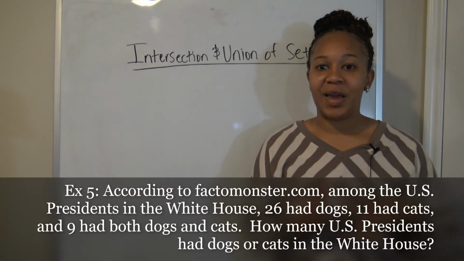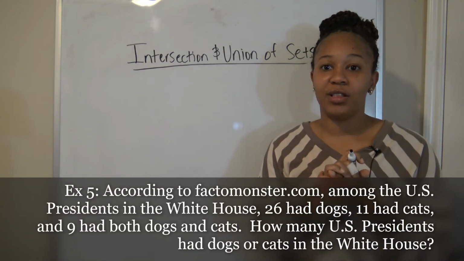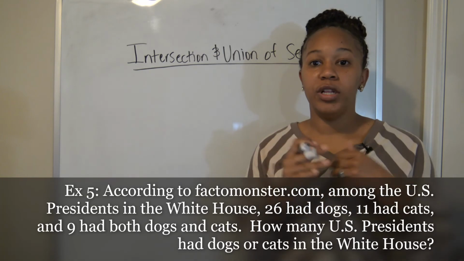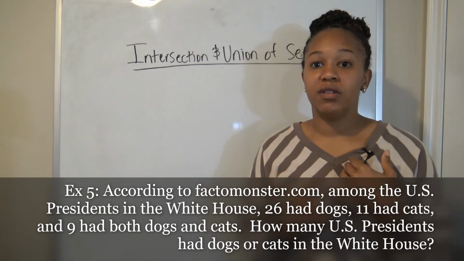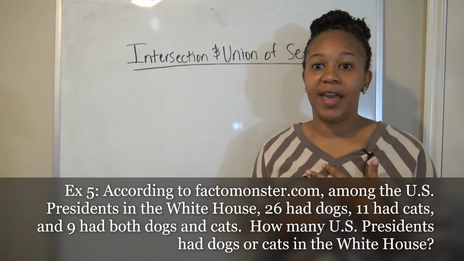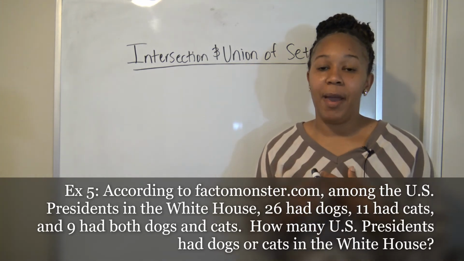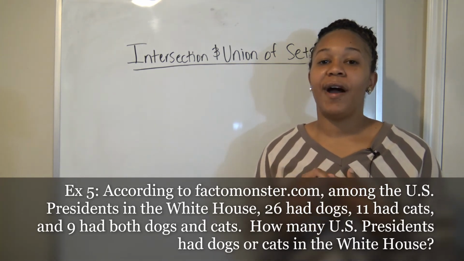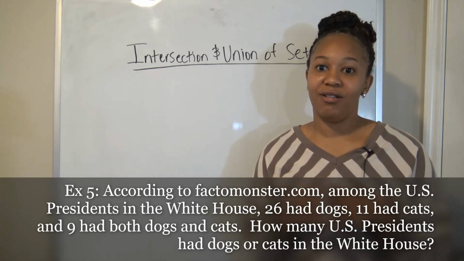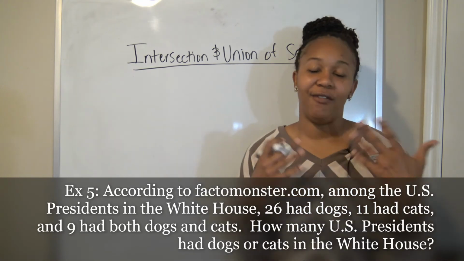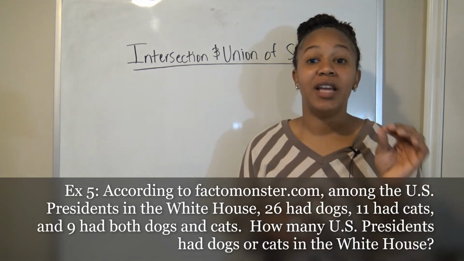For our last example, we have, according to factmonster.com, of the presidents in the White House, 26 of them had dogs, 11 of them had cats, and 9 of them had both. We want to figure out how many presidents had dogs or cats.